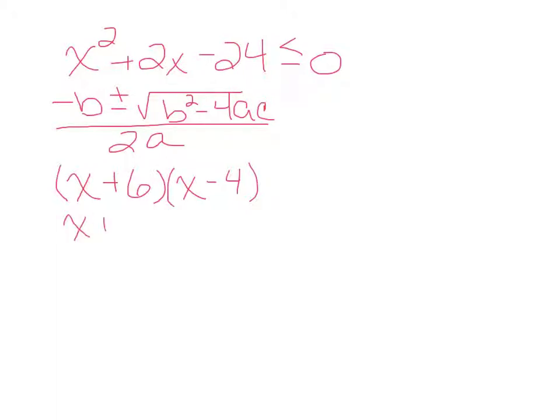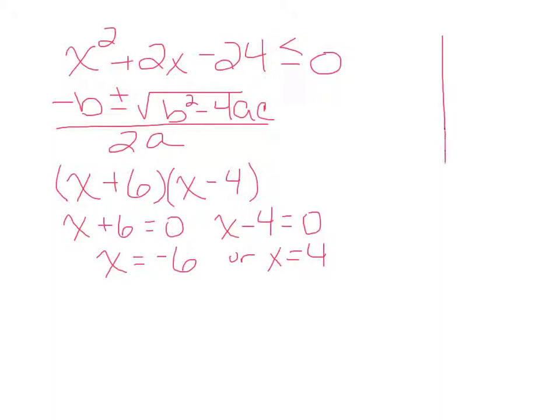Set those equal to 0. Solve for x. And you have your 2 x-intercepts. Sketch the graph. Negative 6, positive 4. A was a positive 1, so this graph will open up.